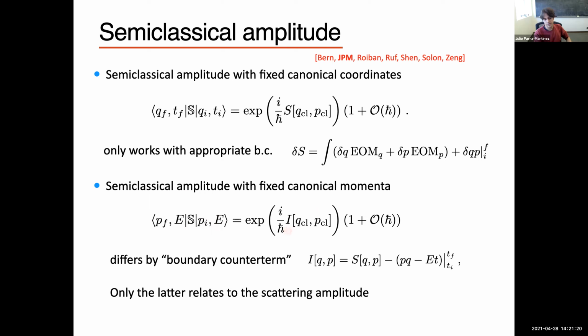Okay, so the object that we have here is not the usual action, but there's this other object that differs by some boundary counter term. So this boundary counter term, the p dot q, what it does is it cancels this variation of q at the endpoints of the path, and instead you have delta p, which is fixed. So this is fine. And similarly, because we are at fixed energy, the time of the 2 endpoints of the path is not fixed. So this term cancels the variation of the time at the endpoints of the path. Okay, so it's this object that relates to the scattering amplitude.